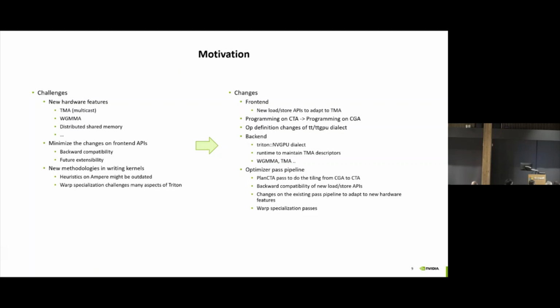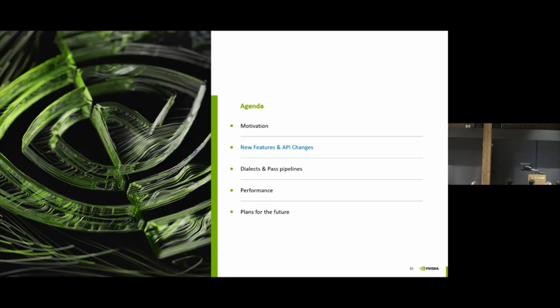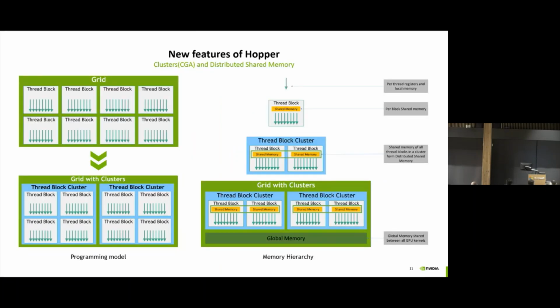We add a plan CTA pass to do the tiling from CGA to CTA carefully. And also we need to add some backward compatibility passes to make sure that some new APIs can still work for older generations of architectures. And also the existing pass pipeline needs to be adapted to the new hardware. And finally, we add some passes to support the warp specialization logic to try to make it as automatic as possible. Okay, so next, I will go through some key features one by one with some details.